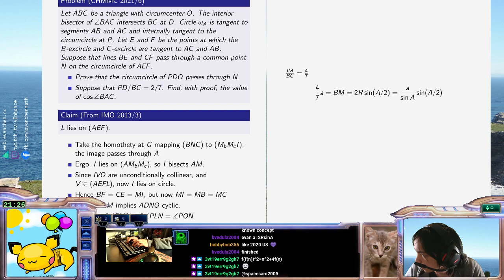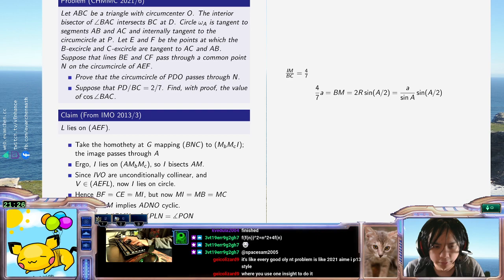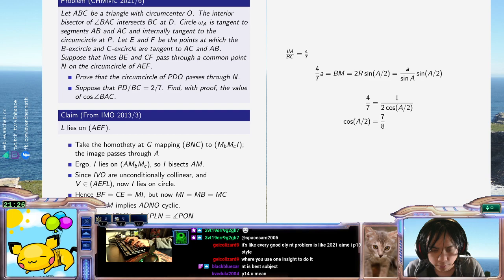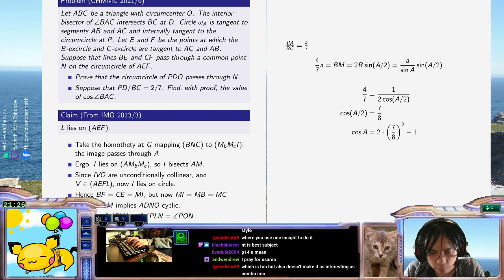The double angle for sine is 2 sine A halves cosine A halves. So 4/7 is equal to the reciprocal of 1 over cosine A over 2. The cosine of A over 2 is 7/8. And finally, the cosine of A is equal to twice 7/8 squared minus 1, which is 98 minus 64, 34 over 64. Okay, 17/32.